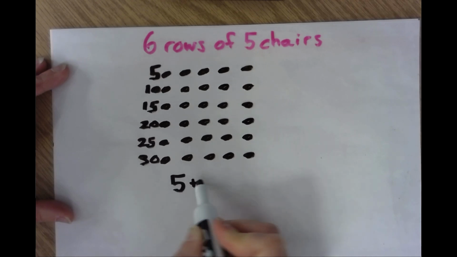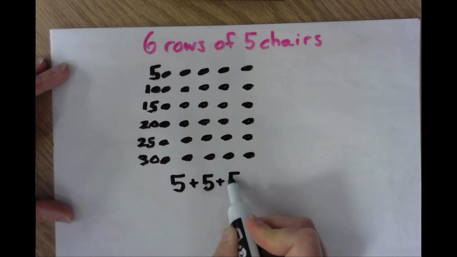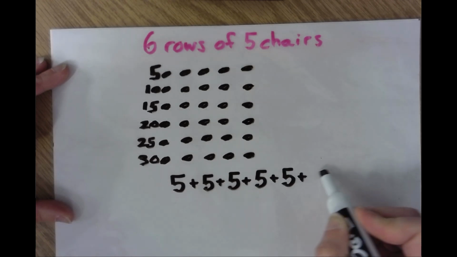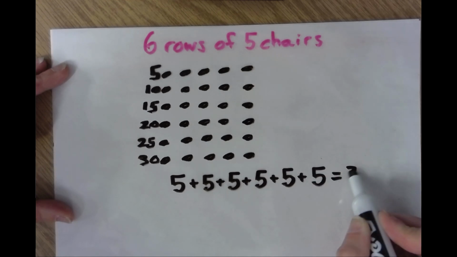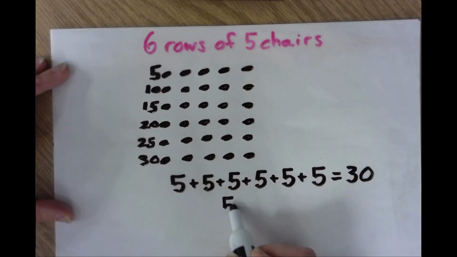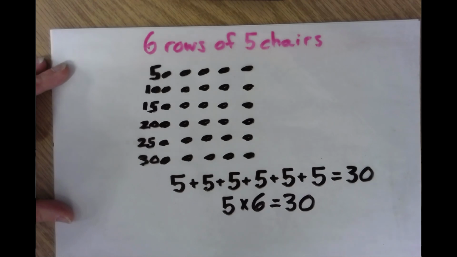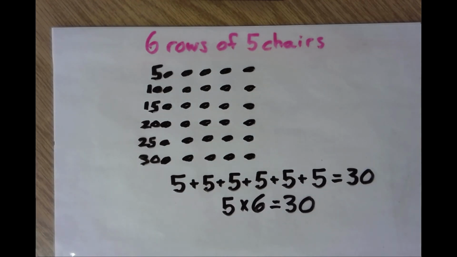If we wanted to write an equation to match the drawing we just made, we could write 5 plus 5 plus 5 plus 5 plus 5 plus 5 equals 30. Or we could be more efficient and write 5 times 6 equals 30. This is how students start their understanding of multiplication and division at the beginning of third grade. Up until that point, everything has been addition and subtraction, so we build on what they already know using arrays to model it.